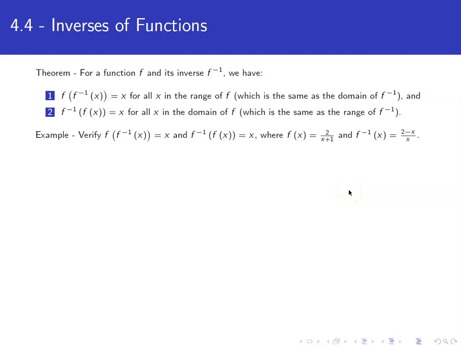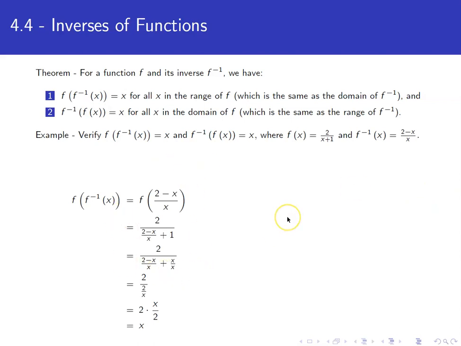So let's look at a specific example of this property. It says verify that we really do have inverses here if we have the function f of x equals 2 over x plus 1 and the inverse function is 2 minus x over x. So again, to verify that we really do have inverses, we compose the two functions together and see that we get x. So if I do f of f inverse of x, that's f of 2 minus x over x. So in the function f, we're going to replace the x with 2 minus x over x.